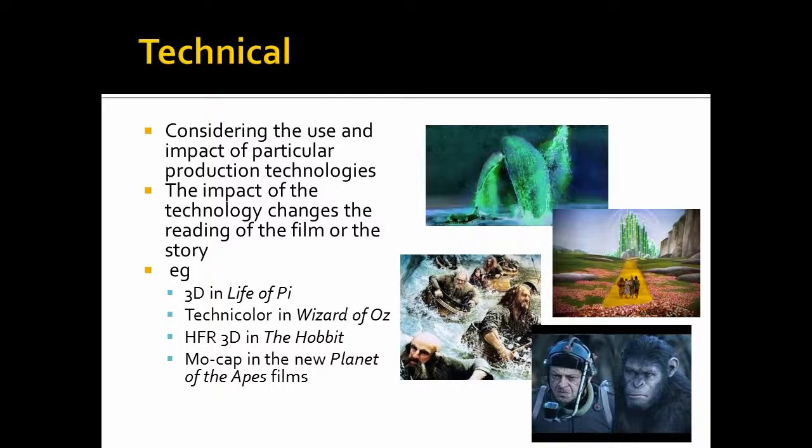HFR 3D, high frame rate 3D in The Hobbit, makes things realer than we're used to in the movies. It makes the images really pop out of screen, creates a fantasy world that looks even more real than reality. And then most recently, motion capture in the new Planet of the Apes films is creating a totally believable reality in a way that we never believed the people in monkey suits in the 1969 version of Planet of the Apes. So the use of the technical features creates a new set of meaning in the films.